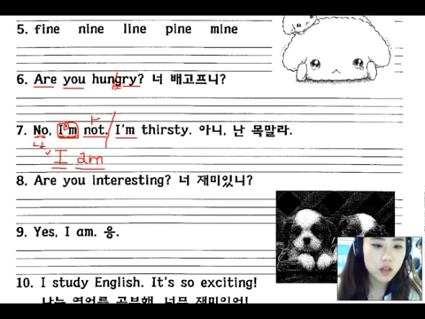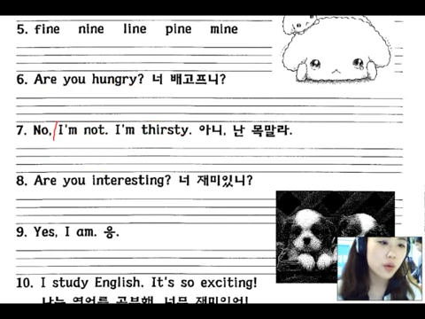I'm. 자, 여기서 보세요. Third. C. T. I am thirsty. Okay, one more time. No, I am not. I am thirsty. 자, one more time. No, I am not. I am thirsty. Okay, and number 8.